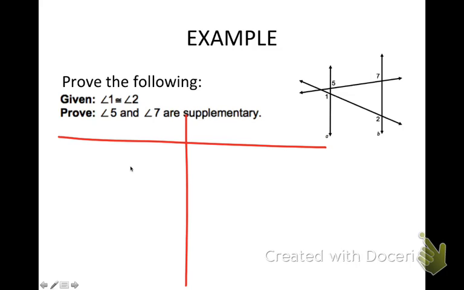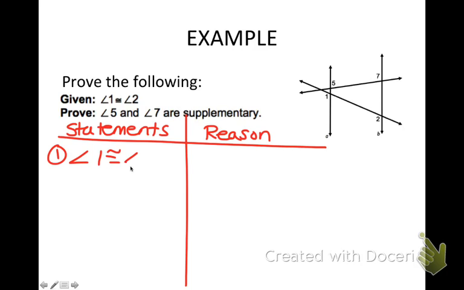Statements on the left. Reasons on the right. There is a typo on your page. I think I fixed it on mine. It should be 1 and 2. There is no 3 in that diagram. Sorry about that. So angle 1 is congruent to angle 2 is our given. And we need to prove that 5 and 7 are supplementary.